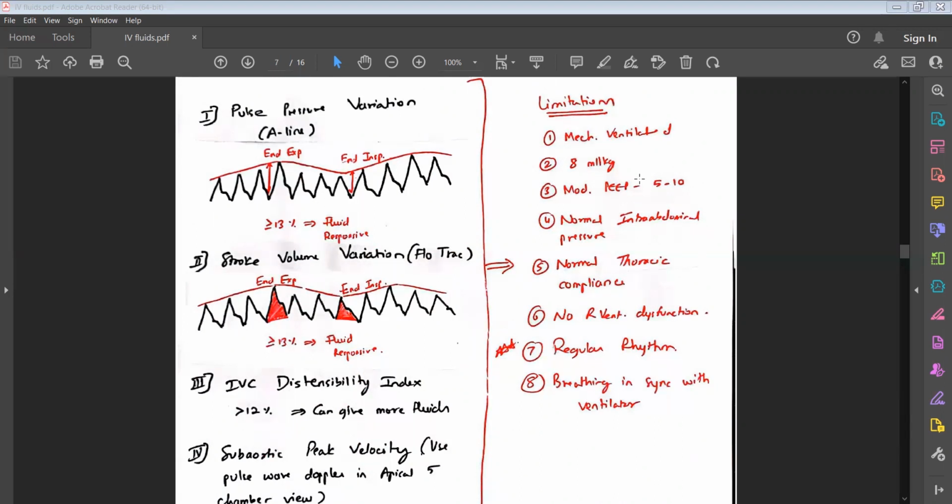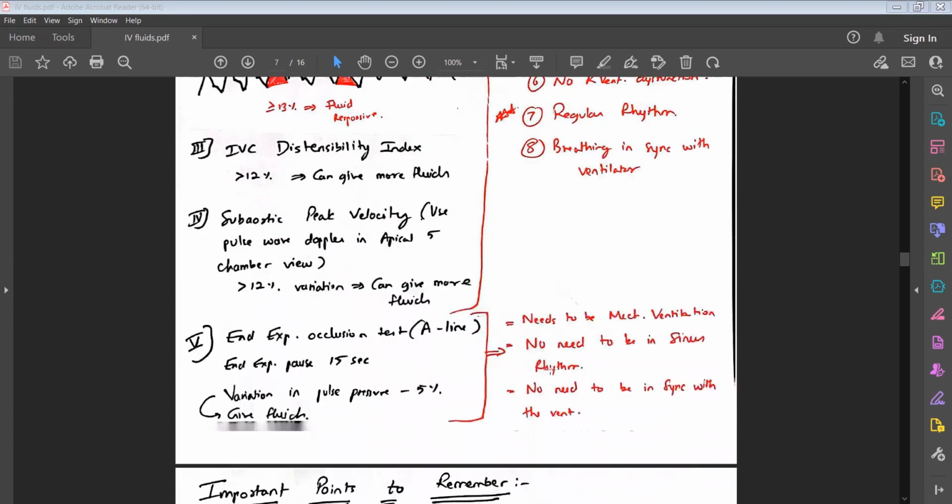The tidal volume needs to be at least 8 ml per kg. The patient should have moderate PEEP, that is 5 to 10. They should have normal intra-abdominal pressure, and they should have a normal thoracic compliance. They should not have right ventricular dysfunction. They should have a regular rhythm, and they should be breathing in sync with the vent. When you meet all these criteria, that's when you can actually use this. And these are the ones which you will be mainly using in your critical care setting or in the cardiac ICU, where you will be able to use these measurement techniques easily.